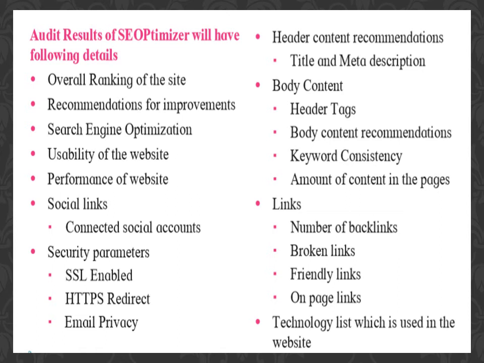That means how many social links you use in your website, connected to social communities like Facebook and Twitter. Then next is the security parameters, which security parameters and protocols you already use in your website. Then next, header content recommendation, that is title and meta description. So how you restrict your web page title and meta tag description, how you describe your website in the meta tag description.